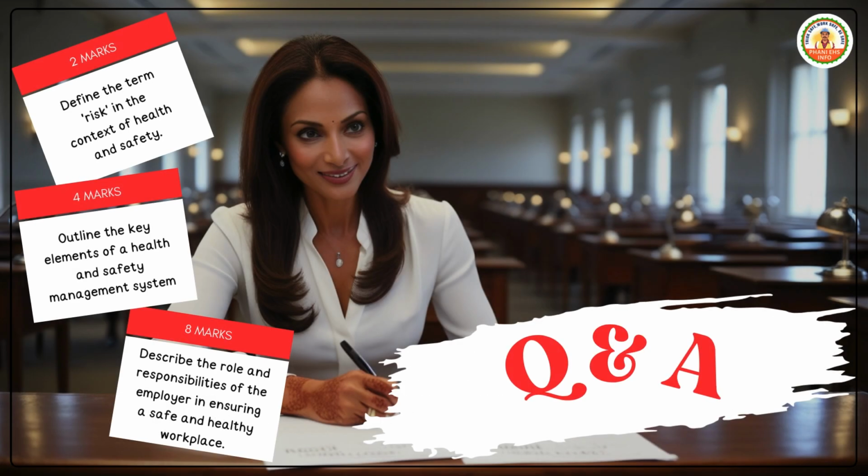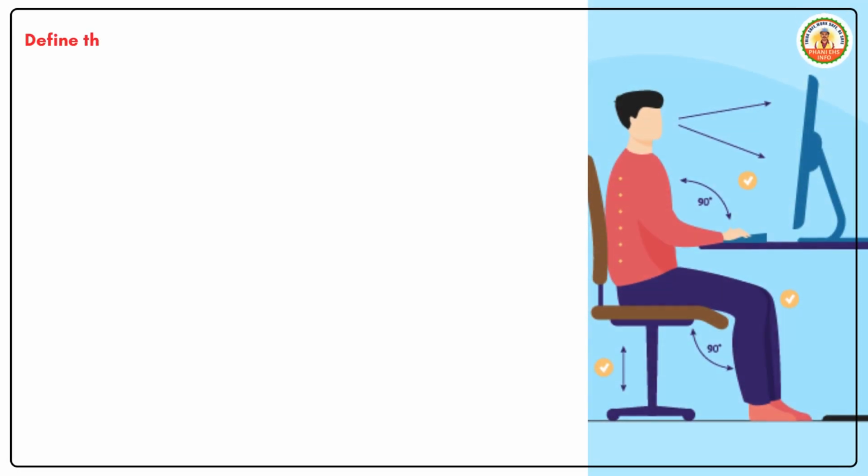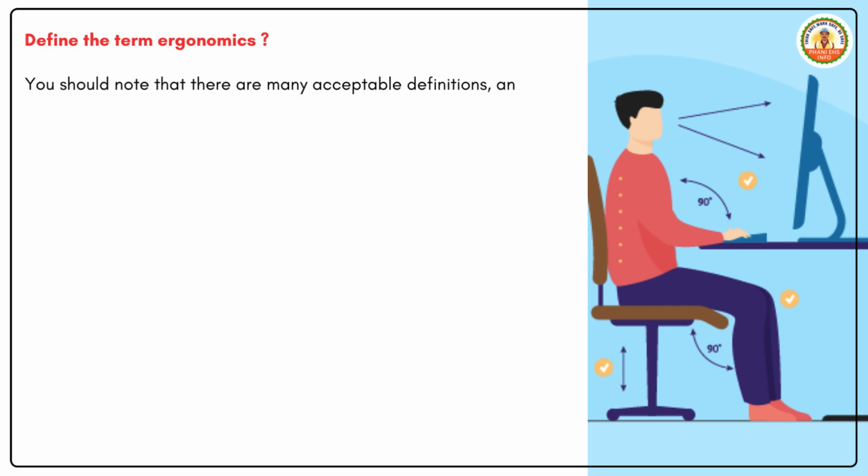Next, we'll review important questions from this element that you need to know for NEBOSH IGC Paper 1. Define the term ergonomics. You should note that there are many acceptable definitions. Any of the following would be deemed appropriate.